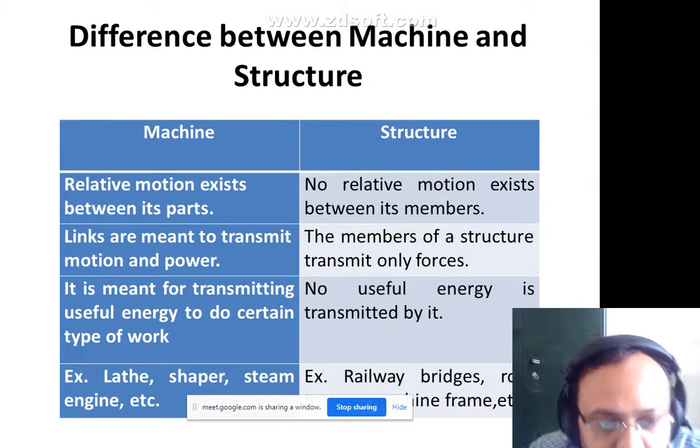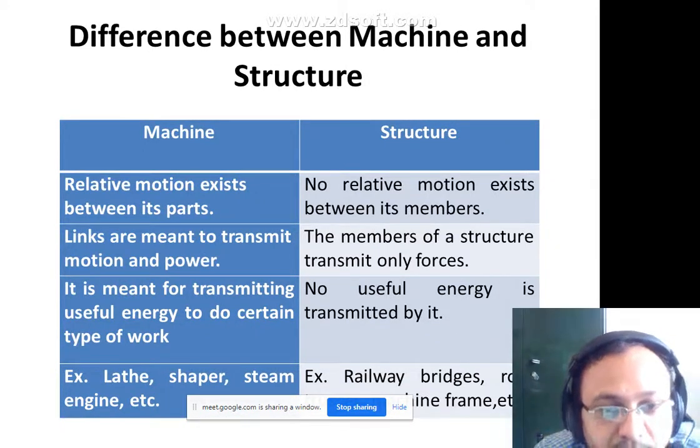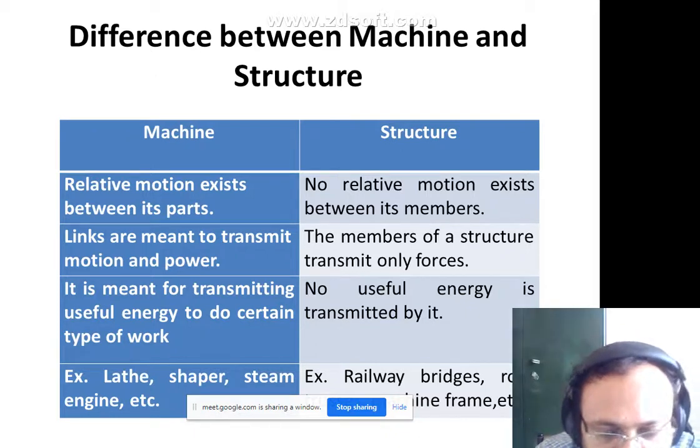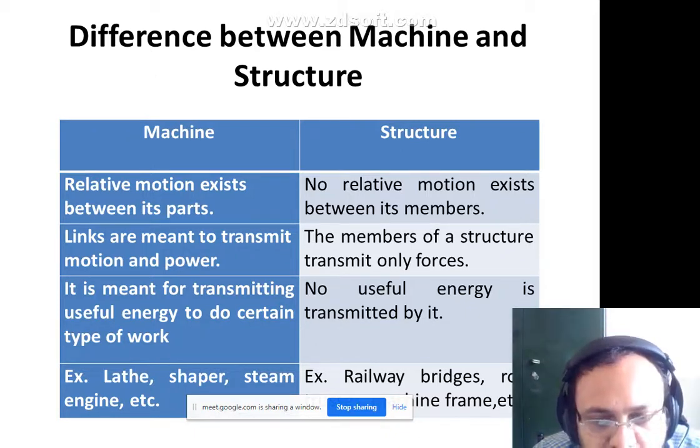Okay, so what is the difference now between a machine and a structure? In a machine, the relative motion exists between the parts, whereas in a structure there is no relative motion existing between the members. It will have a completely locked chain. In a machine, links are meant to transmit motion and power, whereas in a structure, the members transmit only the forces. For example, in trusses and bridges, they are having only force. They don't have any motion.